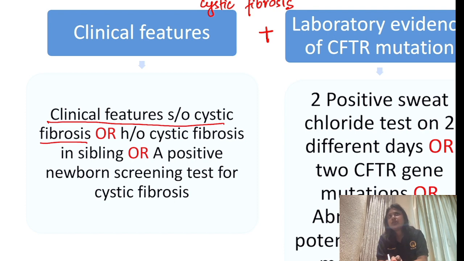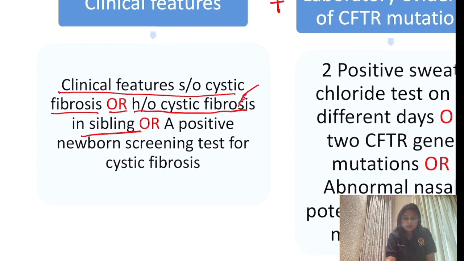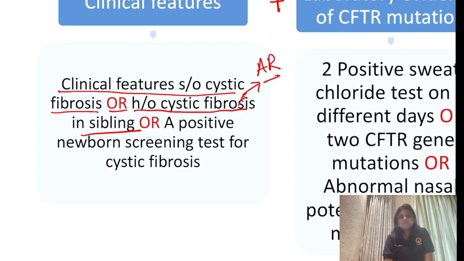There was once a question in INICET 2022. There was one question on absence of vas deferens being found in cystic fibrosis. This was a direct one-liner question which was asked. So clinical features which are consistent with cystic fibrosis, or history of cystic fibrosis in a sibling. Now that keeps me asking one very important question. What is the Mendelian inheritance in cystic fibrosis? Cystic fibrosis is autosomal recessive, right? So cystic fibrosis is autosomal recessive.